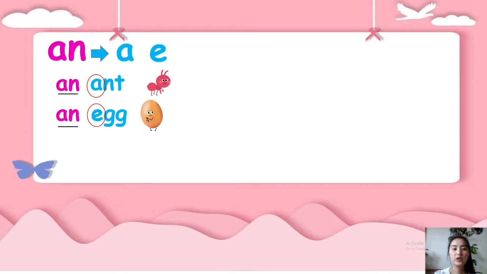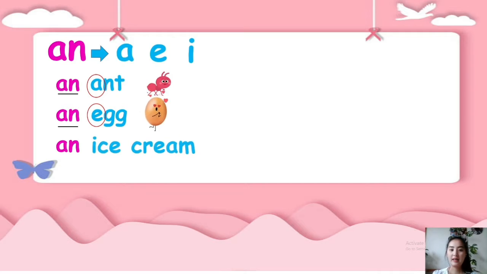Next, we use an for words that start with letter I. Example, an ice cream. So ice cream starts with letter I, that's why we use the article an ice cream. Okay, so far so good.